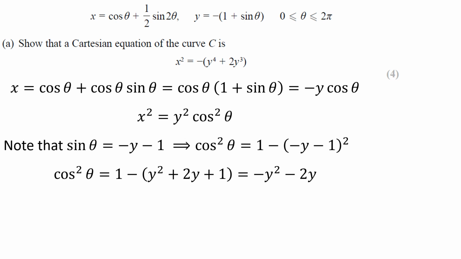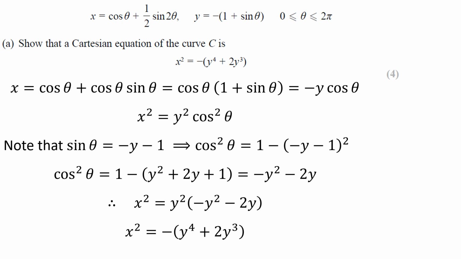At that point, I can sub it back into the expression I had above, x squared equals y squared times cos squared theta. And the cos squared theta gets replaced with this, and I'm almost home free. The last little step is to put the y squared into the bracket and take the minus sign out of the bracket so that it perfectly matches what we've been asked to show.